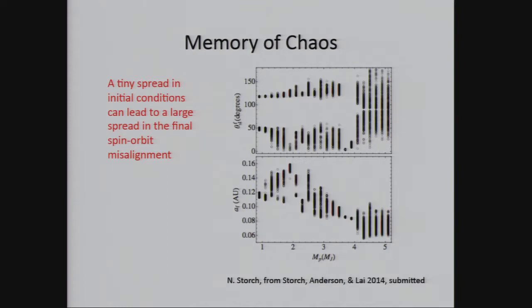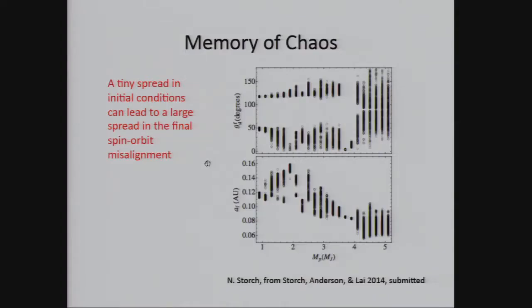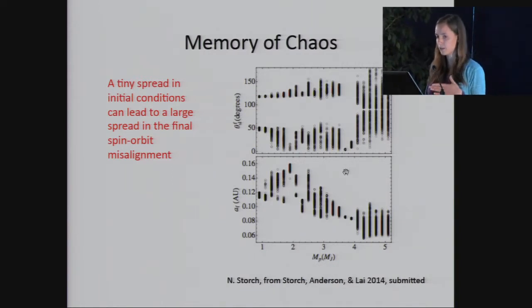Now actually predicting that value for a given system is not always possible because of this chaos. In this plot, I'm just showing the final spin-orbit angle as a function of the planet mass for a bunch of systems with nearly identical initial conditions. And so you can see that, again, there's a large spread in this final misalignment angle, which is a signature of chaos in this regime.